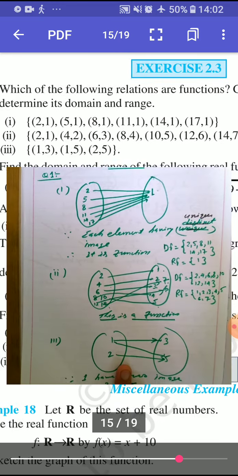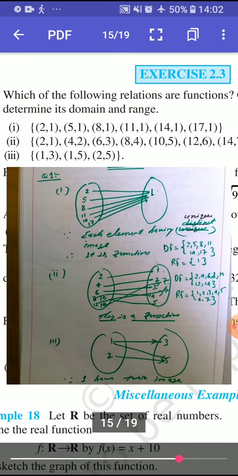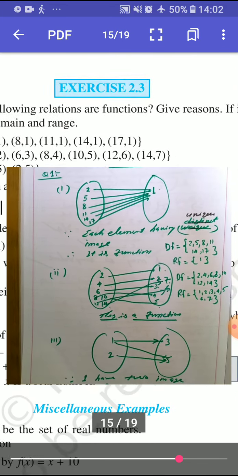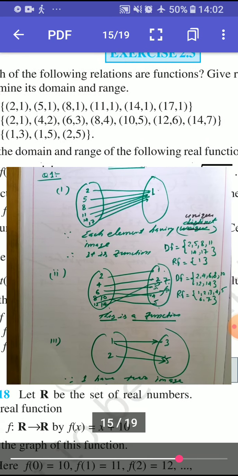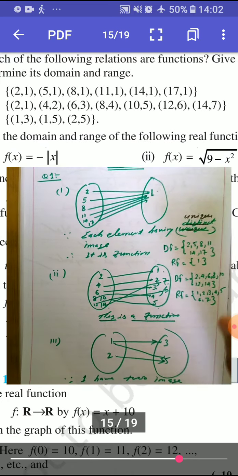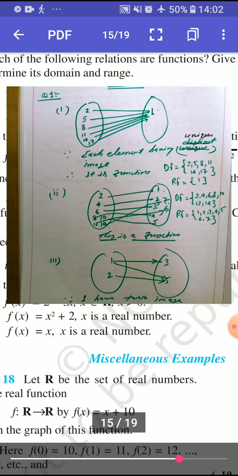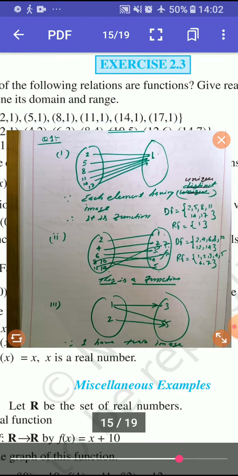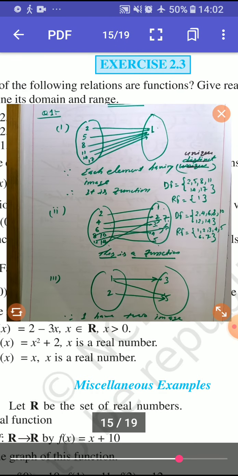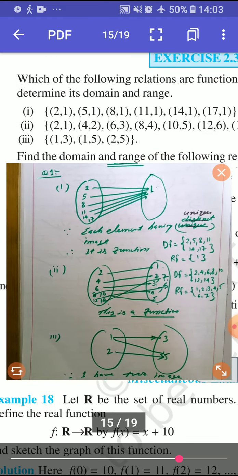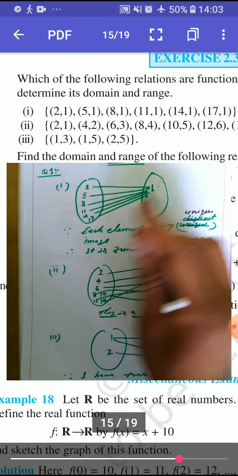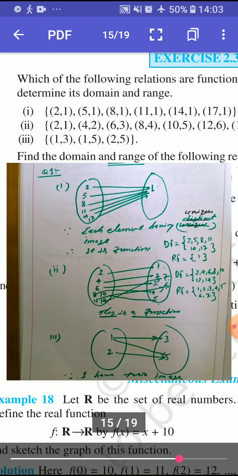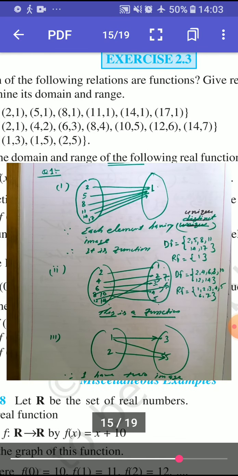The second part: (2, 1), (4, 2), (6, 3), (8, 4), (11, 5), (12, 6), (14, 7). You can see it with the help of this Venn diagram. Since 2 is related with 1, 4 with 2, 6 with 3, 8 with 4, 10 with 5, 12 with 6 and 14 with 7, each element has a unique image, hence it is also a function.